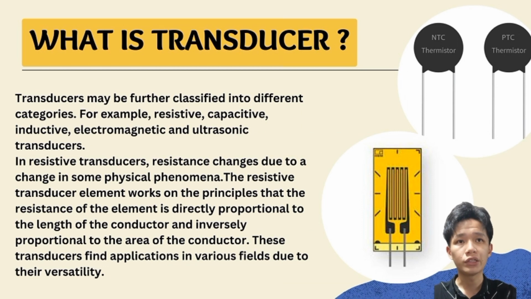Then the next, what is a transducer? Transducers may be further classified into different categories, for example, resistive, capacitive, inductive, electromagnetic, and ultrasonic transducers. In resistive transducers, resistance changes due to a change in some physical phenomena. The resistive transducer element works on the principle that the resistance of the element is directly proportional to the length of the conductor and inversely proportional to the area of the conductor. These transducers find application in various fields due to their versatility.